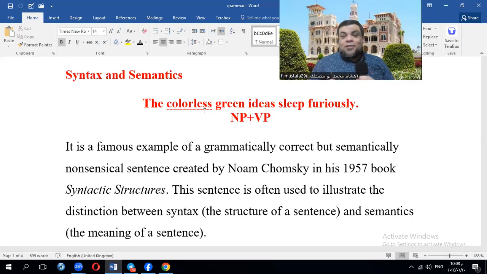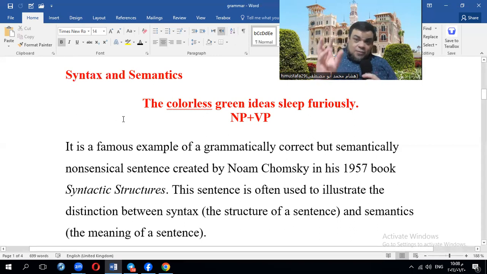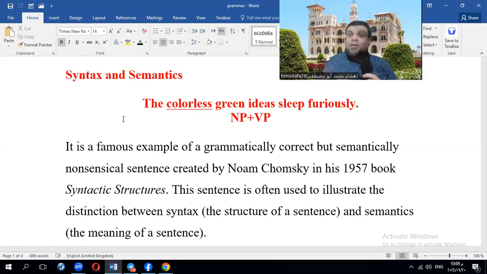Okay, so green ideas sleep furiously. How can one sleep and be furious at the same time? Because sleep means relaxation and furiously means anger. So there is contradiction. Okay, so yes, you can have a sentence which is structurally acceptable, but semantically it's nonsensical, unacceptable, odd.